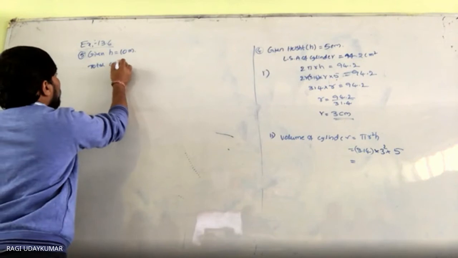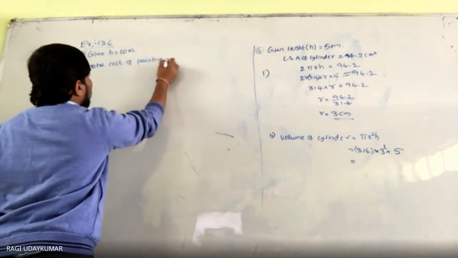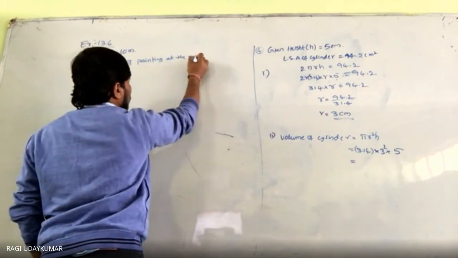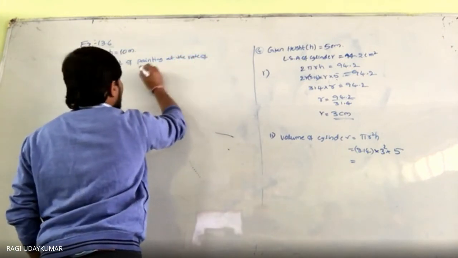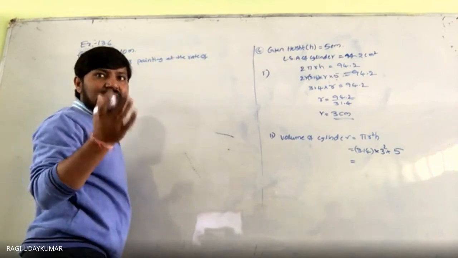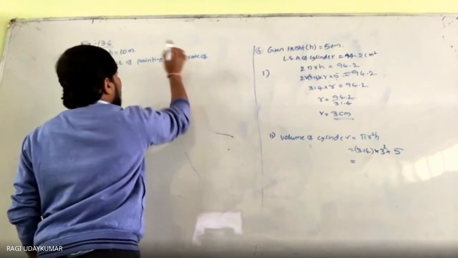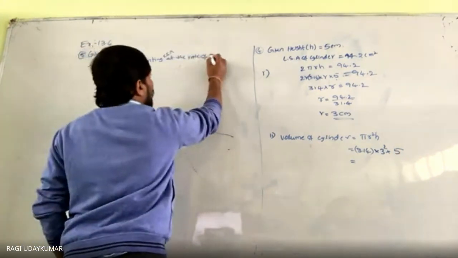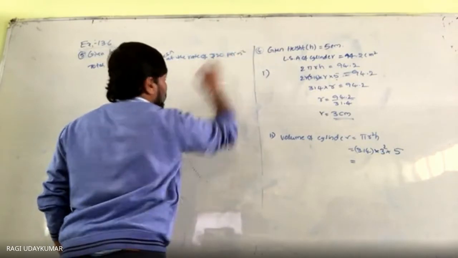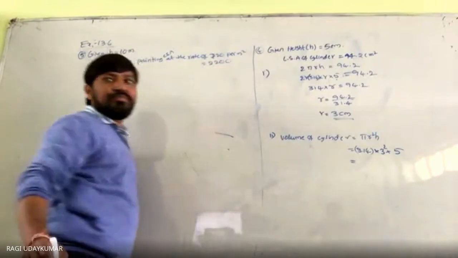Total cost of painting. What is given here? Painting the curved surface area, right? Painting the curved surface area at the rate of 20 rupees per meter square is equal to 2,200.